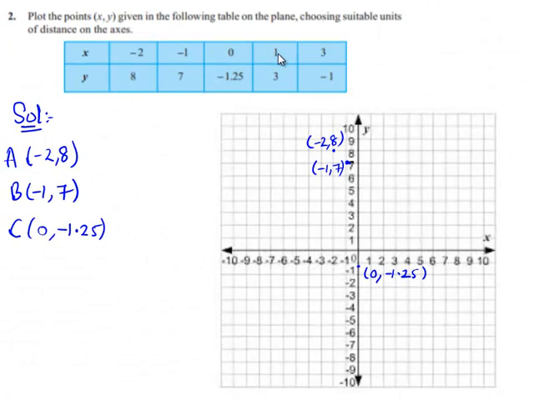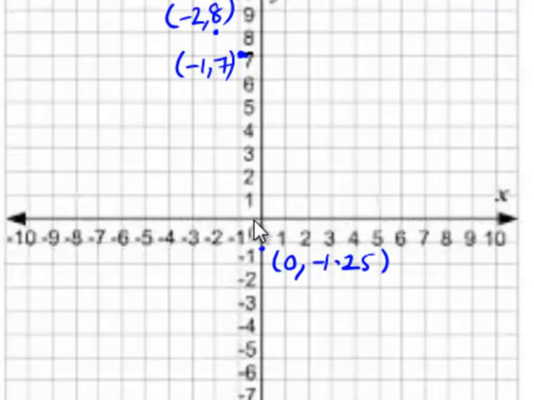Now taking the fourth point D, 1, 3. Starting from the origin, since the x coordinate is given as +1, we move 1 unit along the positive direction of the x-axis, and further from here, since the y coordinate is given as +3, we move 3 units along the positive direction of the y-axis. So the point 1, 3 will be here.